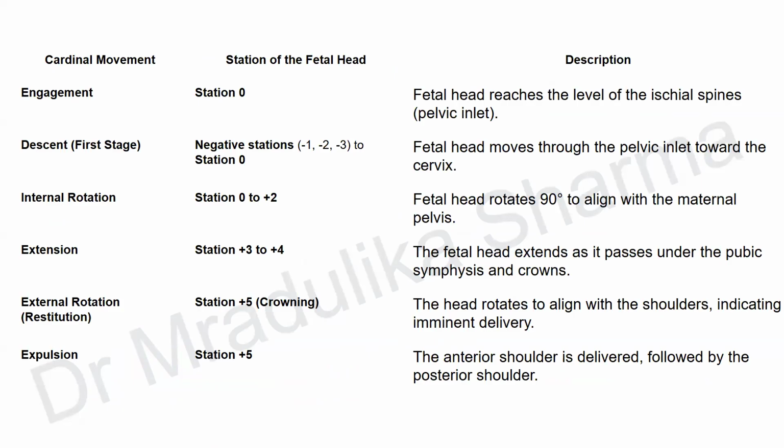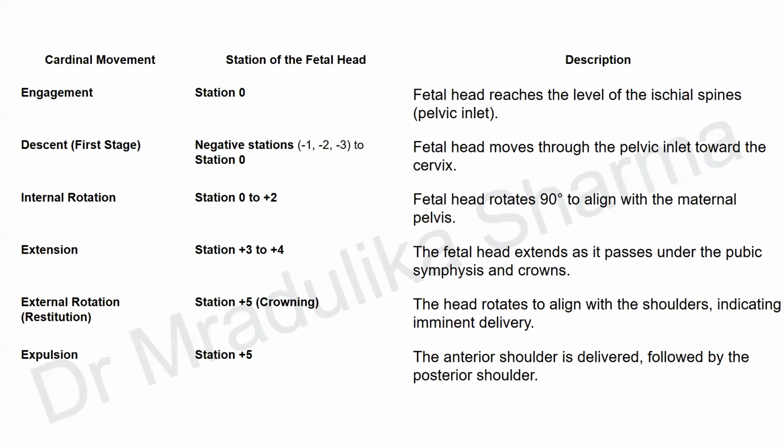Now here is a short description of the cardinal movements along with the station of the head. When the engagement happened, the head was at 0 station. It reaches the level of the ischial spine of the pelvic inlet. Descent, the first stage: here the navigation of the head is happening from 0 to +2, +3, +4. Everything is counted as a descent. Fetal head moves through the pelvic inlet and to the cervix. Internal rotation happens from station 0 to +2.